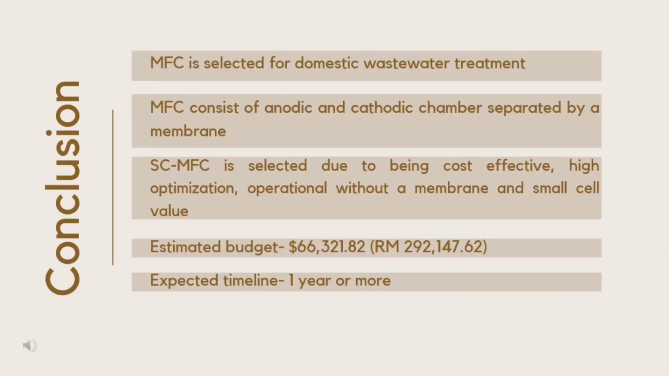In conclusion, microbial fuel cell is selected for domestic wastewater treatment and it consists of anodic and cathodic chambers that are separated by a membrane. Between double chamber and single chamber microbial fuel cell, single chamber microbial fuel cell is selected due to being cost effective, high optimization, simple operation without membrane breakdown, and small cell volume.